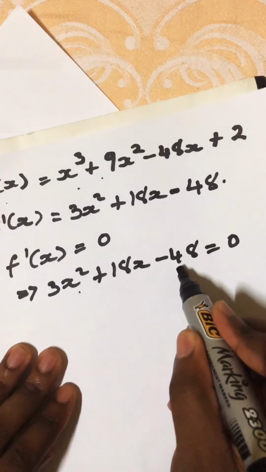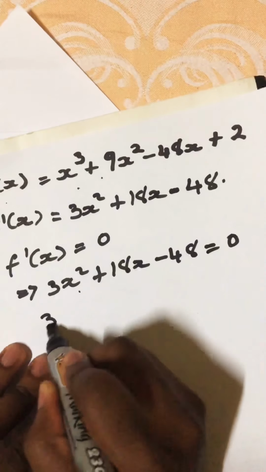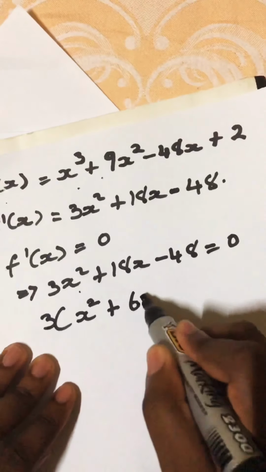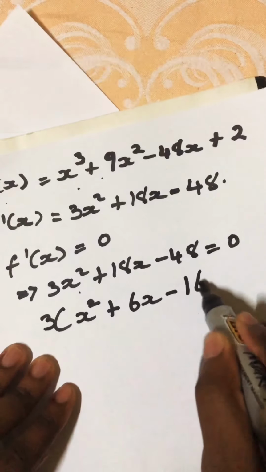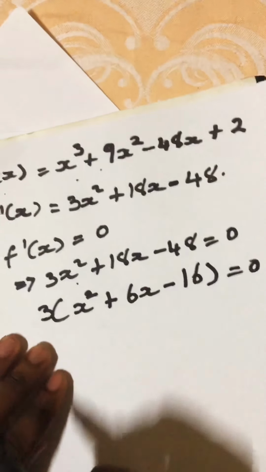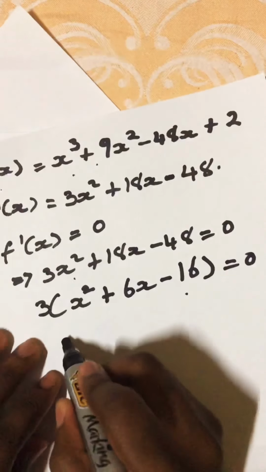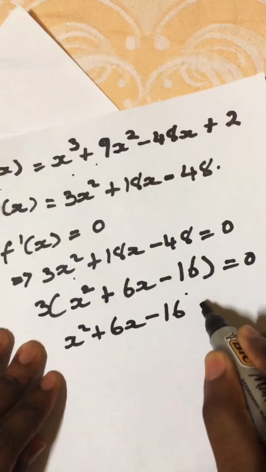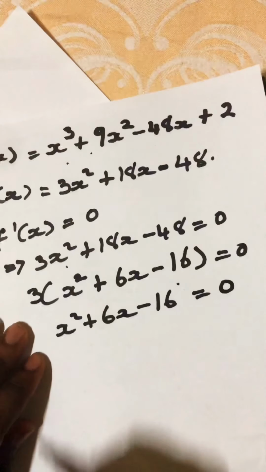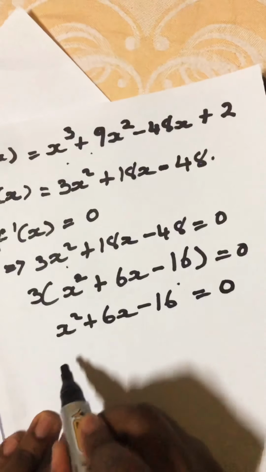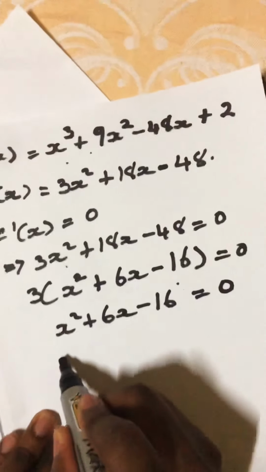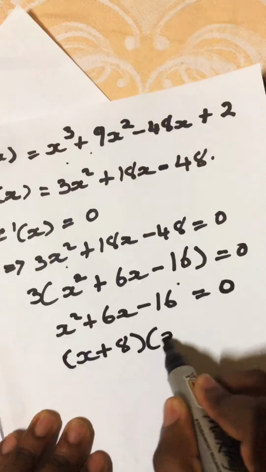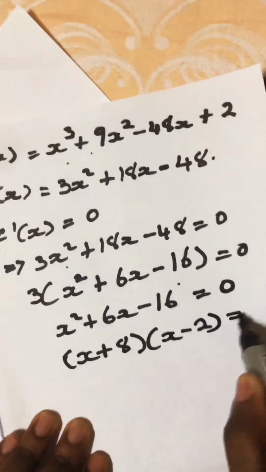What is common here? 3, yes, because 3 will go here one time, so that will be x squared plus 6x minus 16 equals 0. So this product should give 0. So x squared plus 6x minus 16 equals 0. Now we have to factorize. We have x plus 8, x minus 2 equals 0.